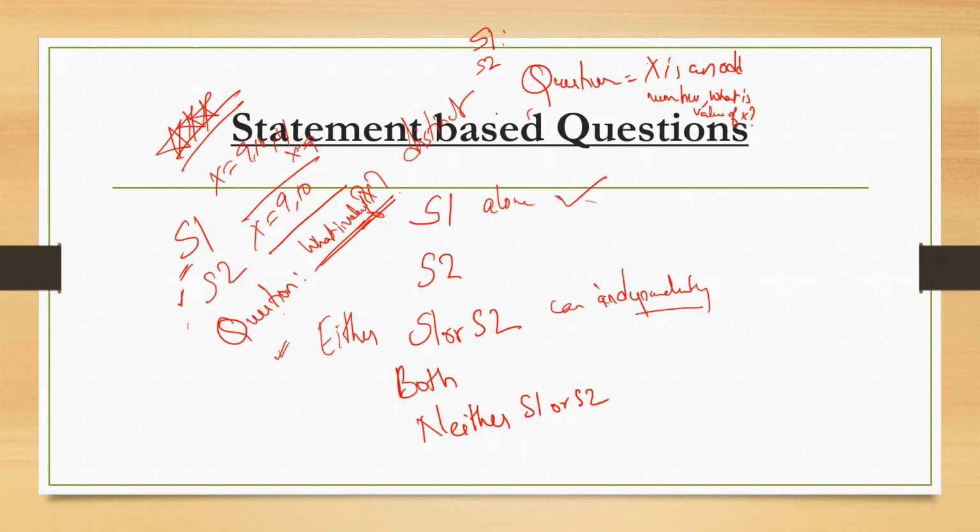Now here I have given one example: x is equal to 9, 10, 11 in statement 1, and in statement 2 you are getting values of x as 9 and 10. So here what we observe is there is no distinct value. Because here you can get 9 and 10. So what will be your option here? Neither. That is, we are not getting a distinct value of x here. Are you getting this?